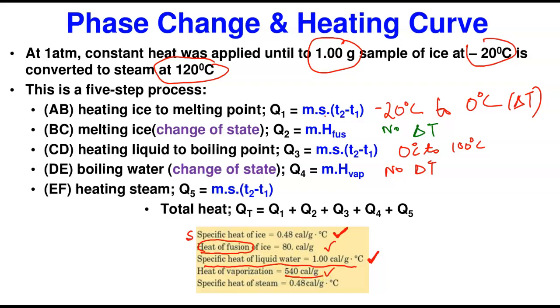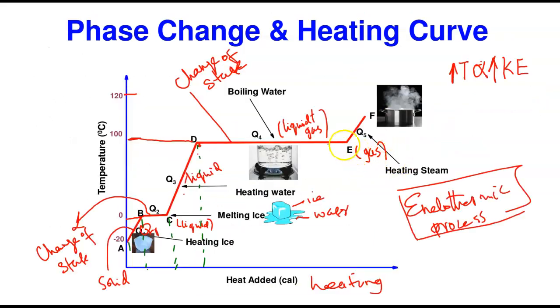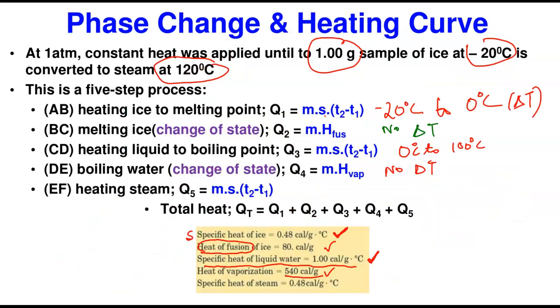The last but not the least, at point E, you just have only what? Only gases. So at point E, you have only gas. And now you're heating your gas from 100 degrees Celsius to 120 degrees Celsius. Again, at this place, there is no change of state. Rather, there is change in temperature, going from 100 degrees Celsius to 120 degrees Celsius. And when you calculate all these things and add all of them together, that gives you the total amount of heat needed to change 1 gram of ice to steam at 120 degrees Celsius.